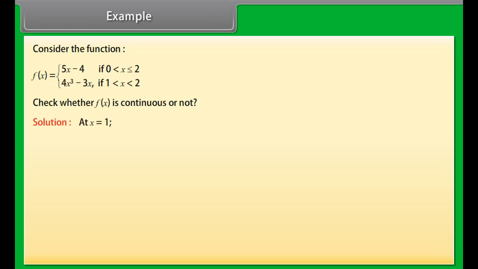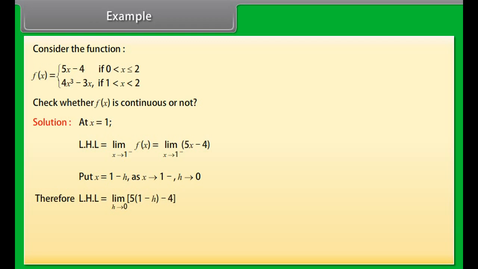Solution. At x = 1, left-hand limit = limit x approaches 1 minus f(x) = limit x approaches 1 minus 5x - 4. Put x = 1 - h. As x approaches 1 minus, h approaches 0. Therefore, left-hand limit = limit h approaches 0, 5(1 - h) - 4 = 5(1 - 0) - 4 = 1.